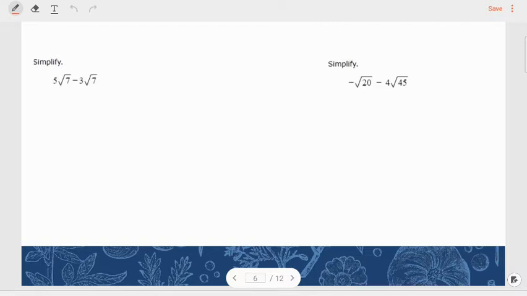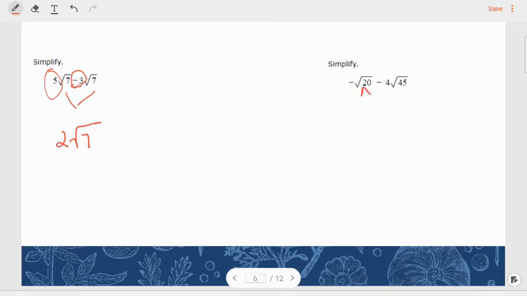Radicals, adding and subtracting them is the same as with scientific notation. If these are the same, I can just combine. 5 minus 3 is 2, and I bring down my radical. Now if it is not the same, then I need to simplify and factor them to get the same radical.